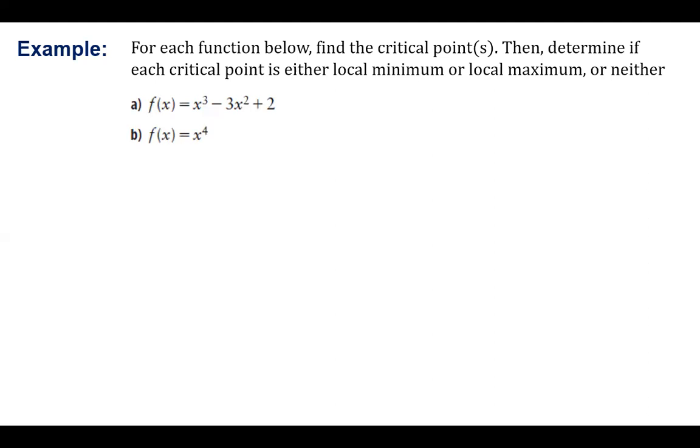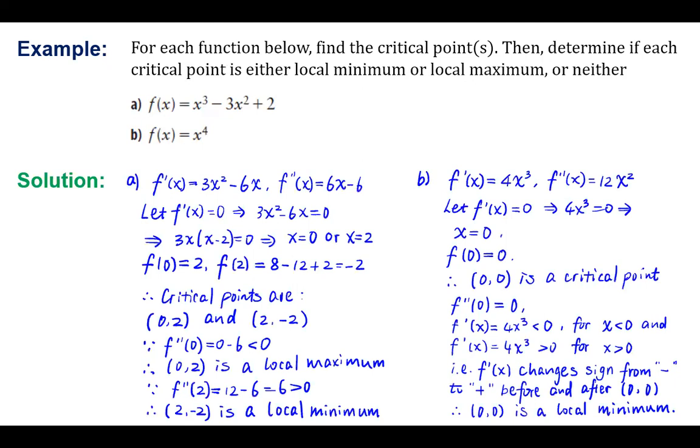Let's have a look at the solution of these two questions. First question, let's find the first derivative. Note both of the functions are polynomial functions, right? We have already learned how to differentiate them. The first derivative of f(x) is 3x squared minus 6x. Then differentiate again, the second derivative is 6x minus 6. So we can let the first derivative be 0 to find any critical points. That gives us two solutions: x is either 0 or x is 2, right?